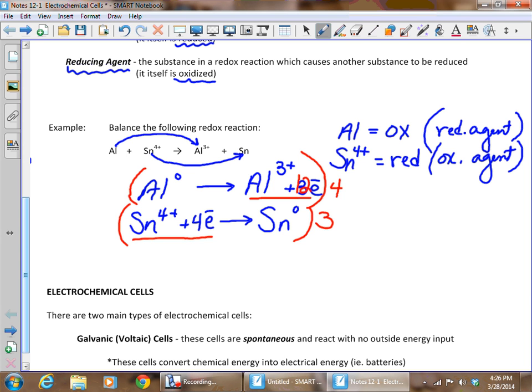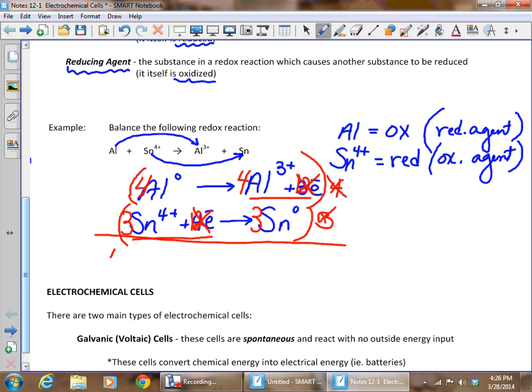So we've got 12 electrons in each case. Those must be the same. The number of electrons lost must be the same as the number of electrons gained. Those are going to cancel. We go ahead and write in these coefficients before we forget, because that's one of the most common things to do.